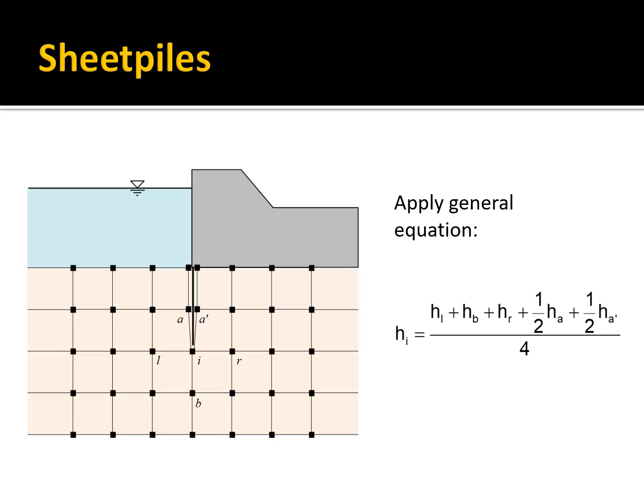All right, so what do we do if we have a sheet pile? Well, if you have a sheet pile that penetrates down, that represents a no-flow boundary that penetrates into the grid. So what you do for a mesh-centered grid is you basically split your grid so you have a node on the left and the right side of the sheet pile, and then there's a node down here.